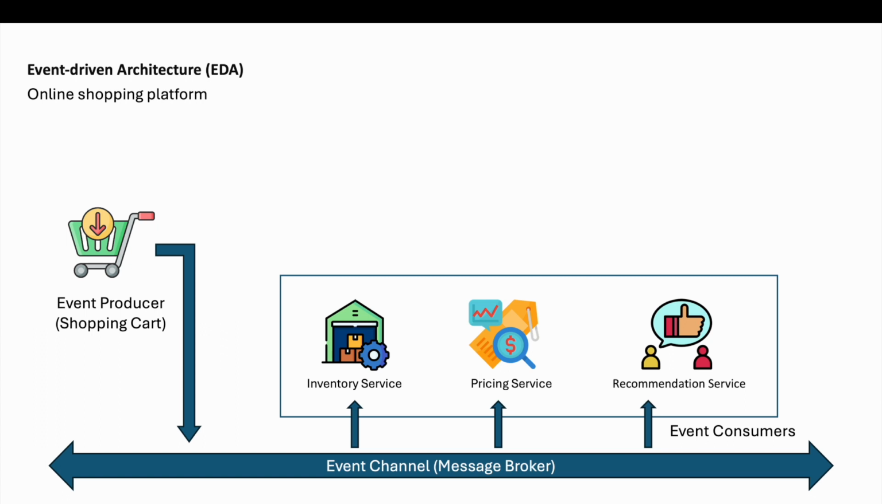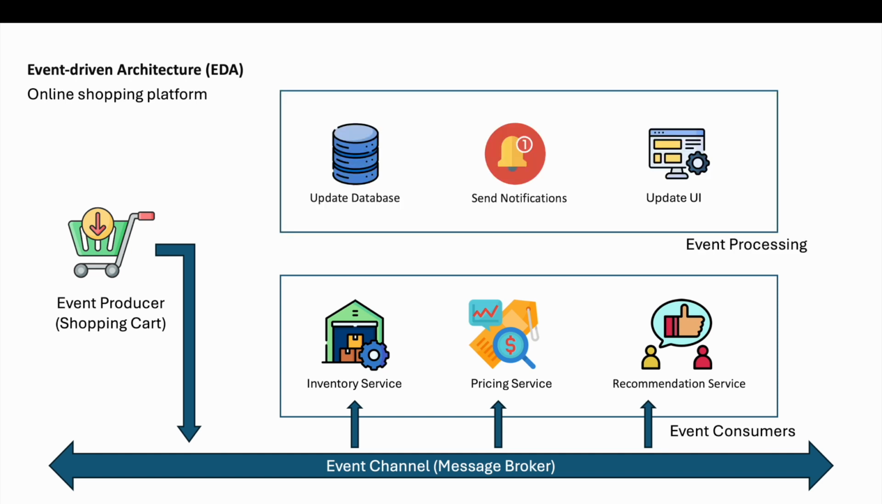The inventory service checks if items are in stock. The pricing service calculates the total cost. The recommendation service updates the user recommendations. Then for event processing, each service processes the event independently and takes appropriate actions like updating databases, sending notifications, or adjusting user interfaces.